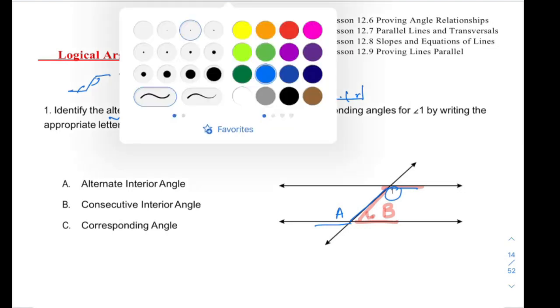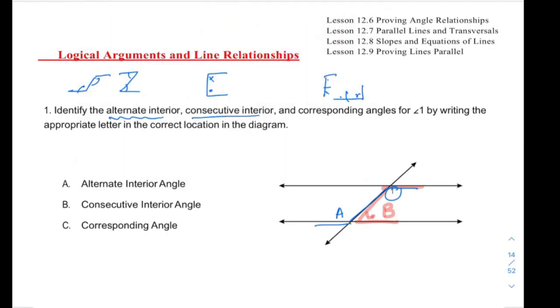Last one, which is corresponding angle. So that means we are going to find an angle like here, C, corresponding angle with 1. That is combining with 1 with the letter F, both of them on the same side of the transversal as you see, and one interior, one exterior. So we have answered the question.